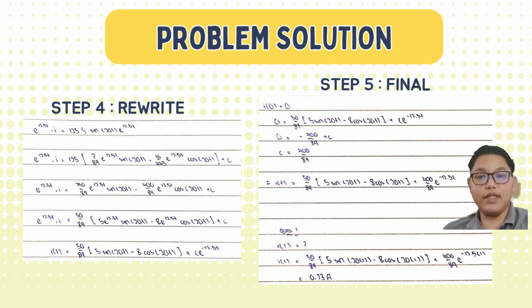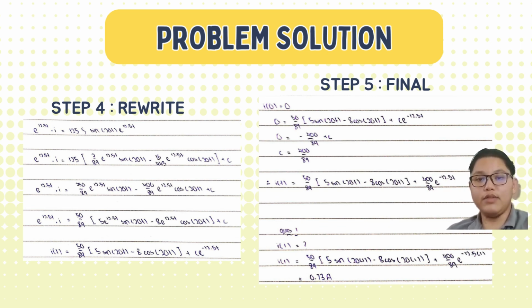So from there, the final step, we need to find the value of c. We can use the initial condition, which is I0 equals to 0, and then substitute it into the equation to find c. After the calculation, we'll find out that the c is equals to 400 over 89. So just substitute back the value of c into the original equation. We will get IT is equals to 50 over 89 times 5 sine 20t minus 8 cos 20t plus 400 over 89 times e power of negative 12.5t.